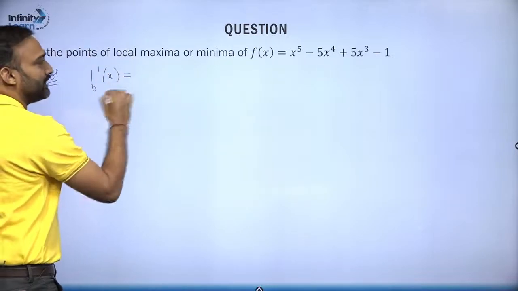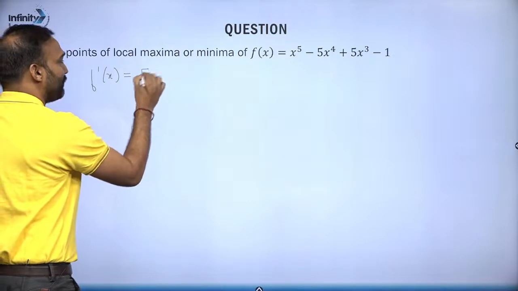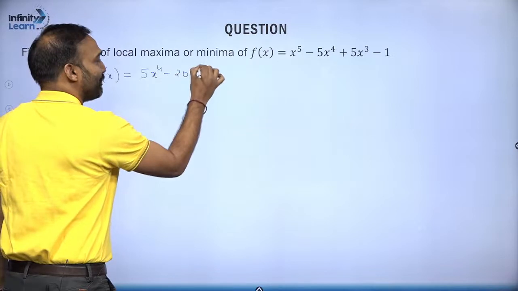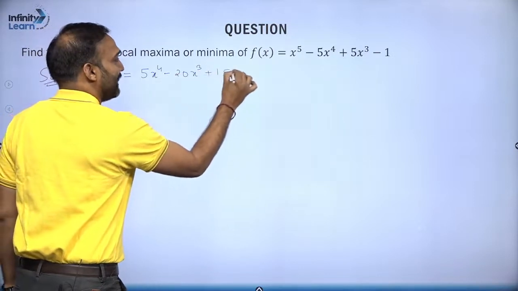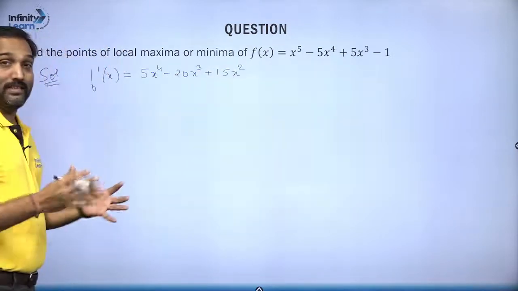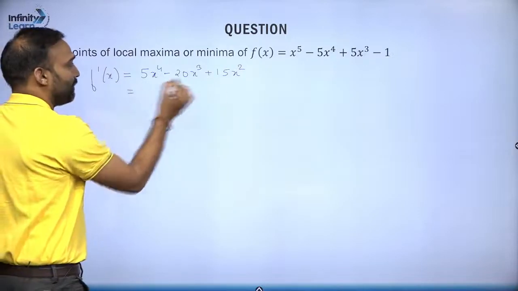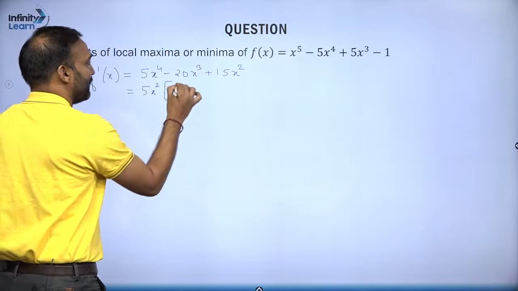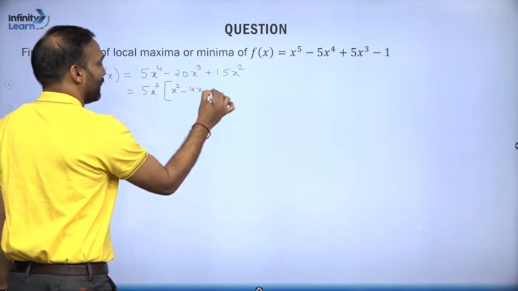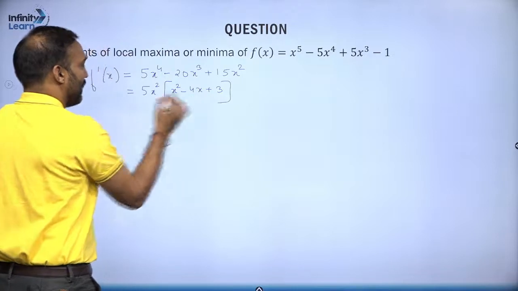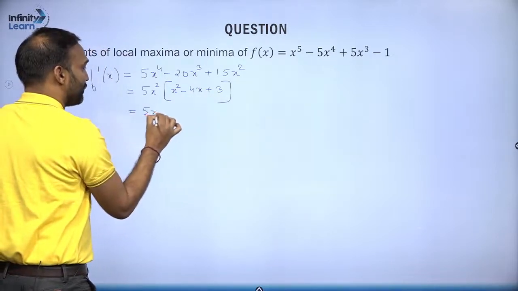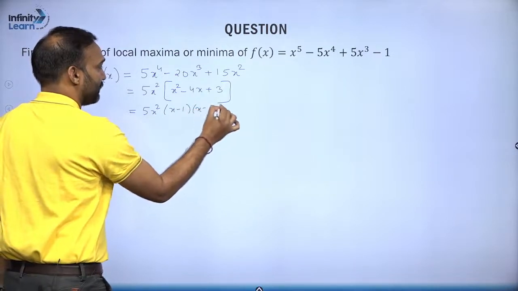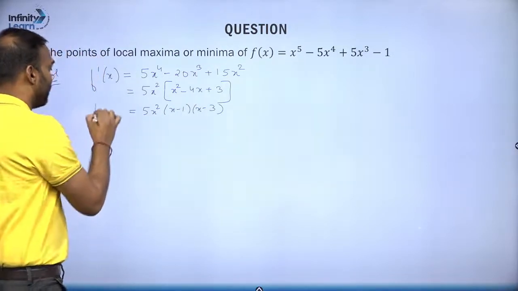If I differentiate this, x raised to power 5, the derivative would be 5 into x raised to power 4 minus 20x cube plus 15x square. This is the derivative of this function. Let us simplify this. I can take 5x square common. So now I am left with x square minus 4x plus 3. I can factorize this: 5x square into (x minus 1) into (x minus 3). This is how we can factorize f dash x.